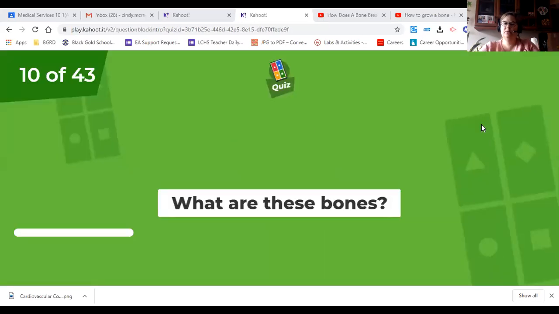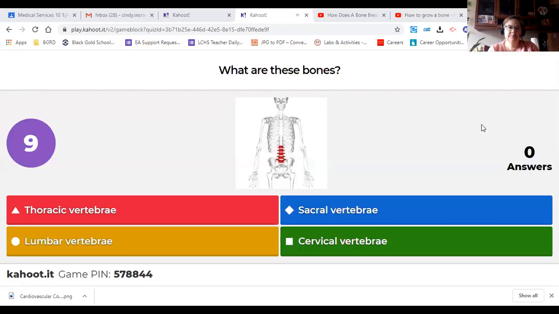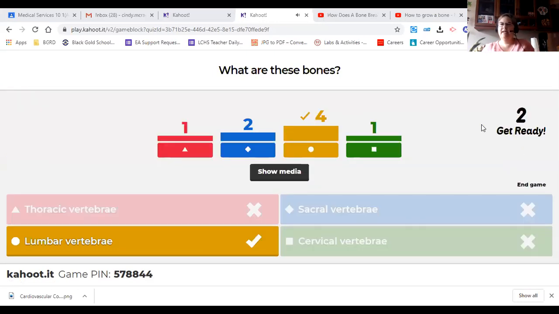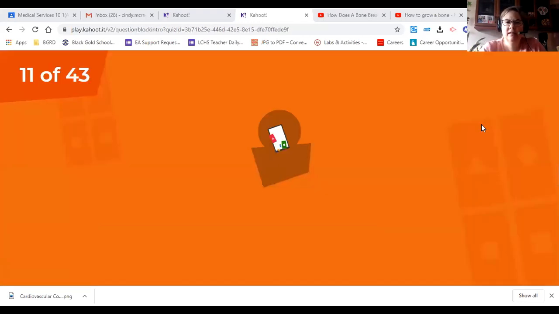What are these bones? Name these bones. Lumbar vertebrae, our lower back, lumbar, lower. Ooh, Dandy Dingo takes the lead. 10 correct answers in a row.